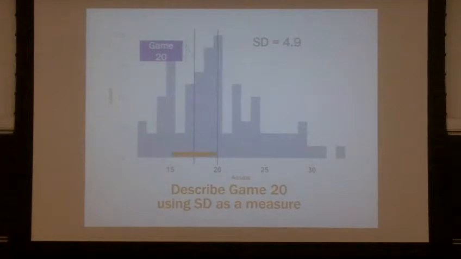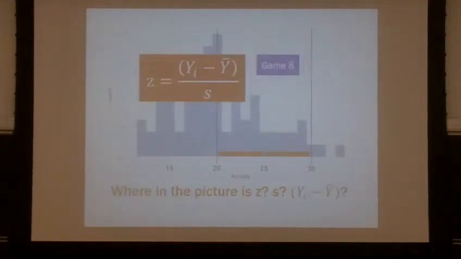I cannot remember. All right, who's got an answer for game 20? Yes. Okay, 0.5. Or you could also say negative 0.5, because it's 5 below the mean. Okay. And you can see I put the one standard deviation there, and you can see it's 0.5.